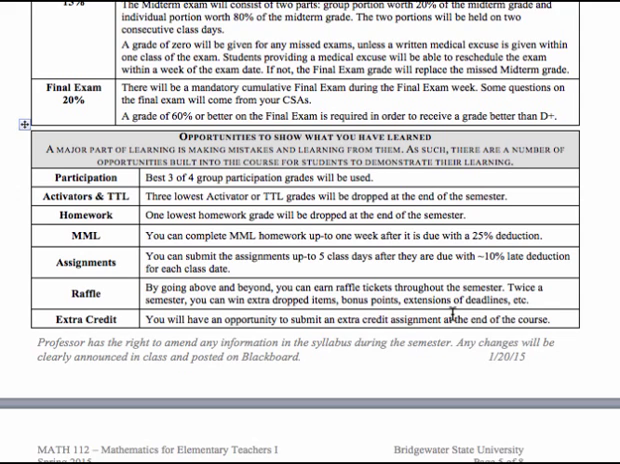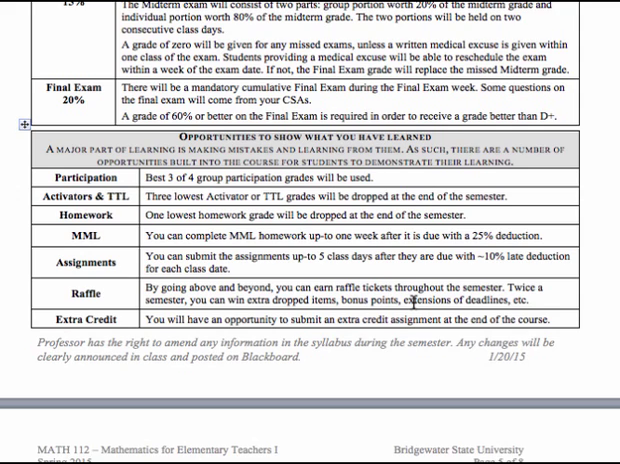1 lowest homework grade will be dropped at the end of the course. My Math Lab homework, you can complete a week late with only a 25% deduction. Assignments, again, you can submit them late with a 10% late deduction for each class that you're late. There will be an extra credit project that is available to all students, so you don't need to ask me for extra credit. And finally, there's going to be a raffle.